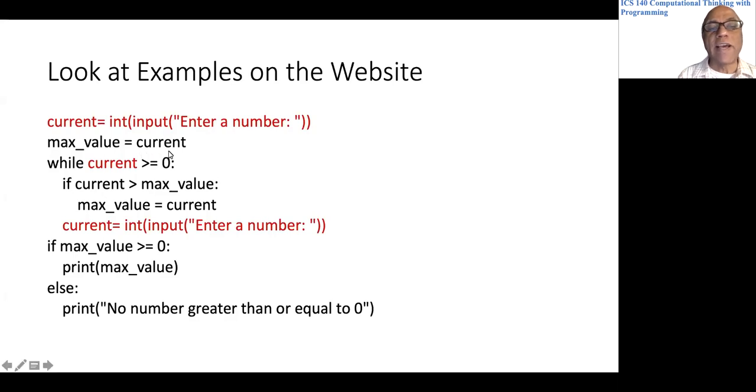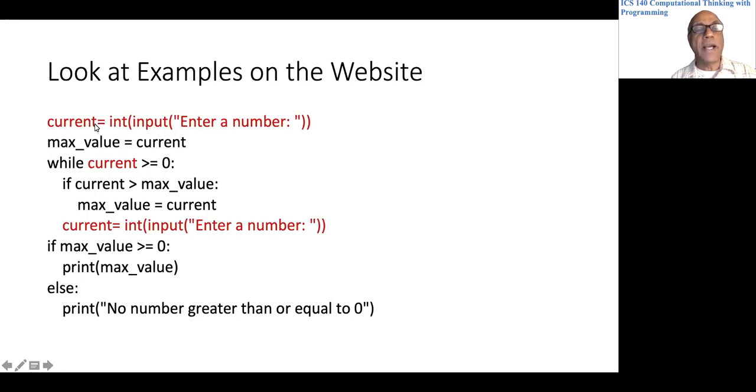So we set max value to current. While current is greater than or equal to 0, we get a new value here. We have a value here. And then we check if current is greater than the maximum value has changed.